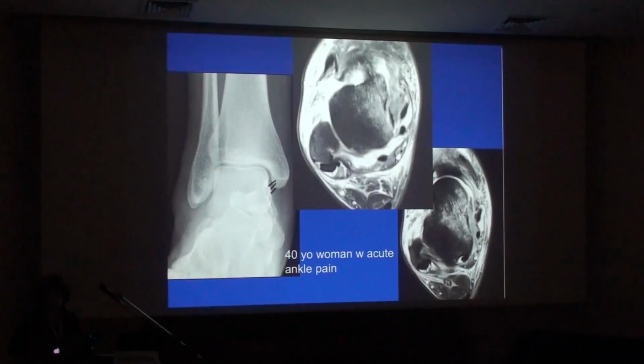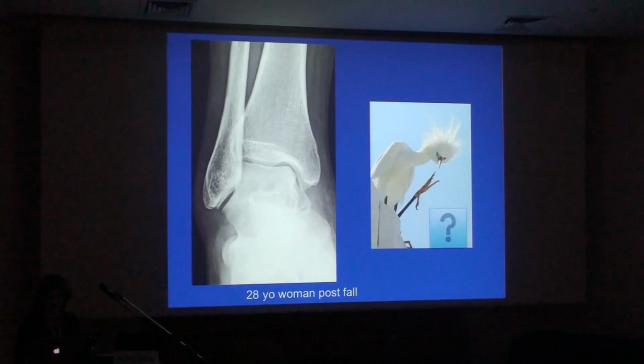The tibiotalar component of the deltoid inserts right here. This is the tibiotalar component of the deltoid, and here are the fragments. There's one fragment here, and there's another fragment right here. And by the way, notice the reactive PTT tenosynovitis or fluid in the tendon.